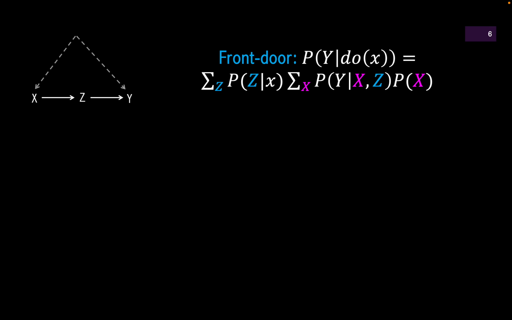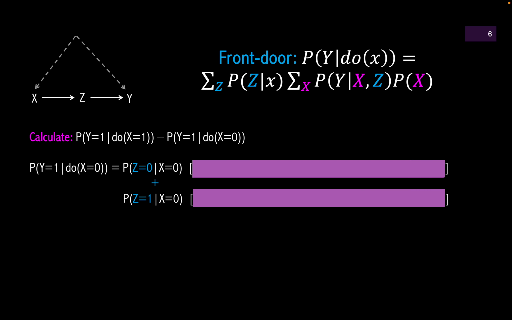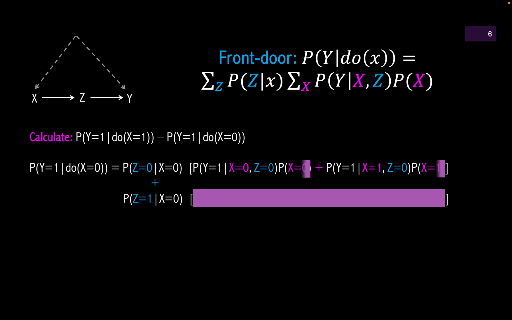Let's bring this all together. Suppose we want to learn how much joining the gym increases the probability of lifting 200 compared to not joining. Start with the probability of lifting 200 given not joining. This is the sum of the probabilities of z being 0 or 1 given x's intervention value, each multiplied by an expression that sums over x. The probability of z equals 0 given x equals 0 is multiplied by the probability that y equals 1 given x and z equals 0, weighted by the probabilities of x being 0 or 1.